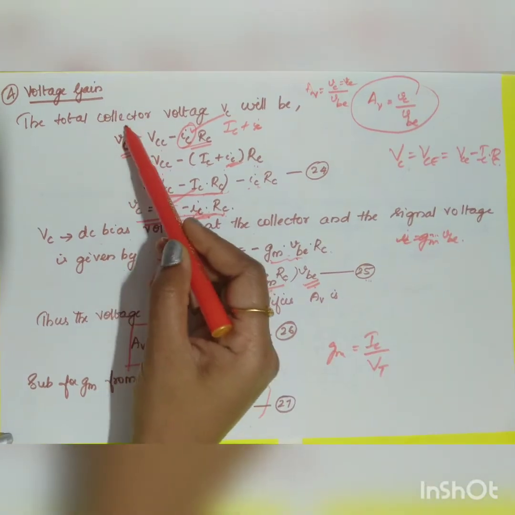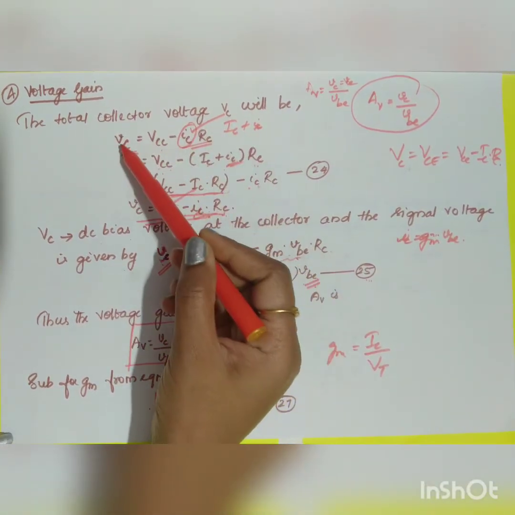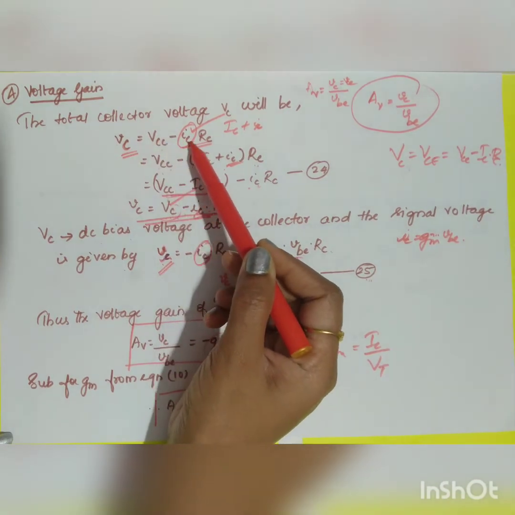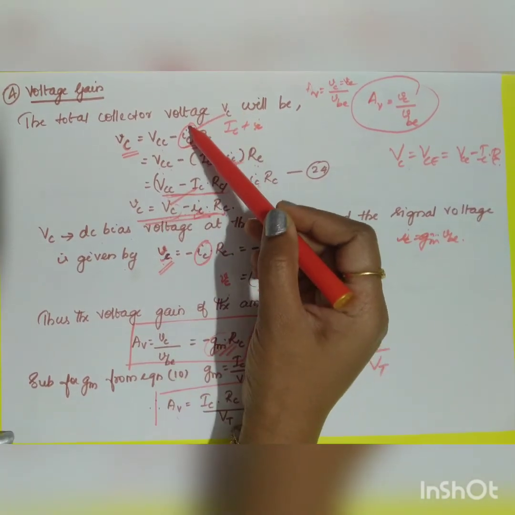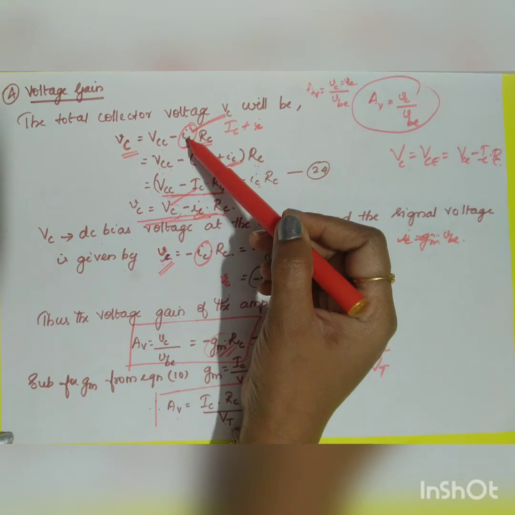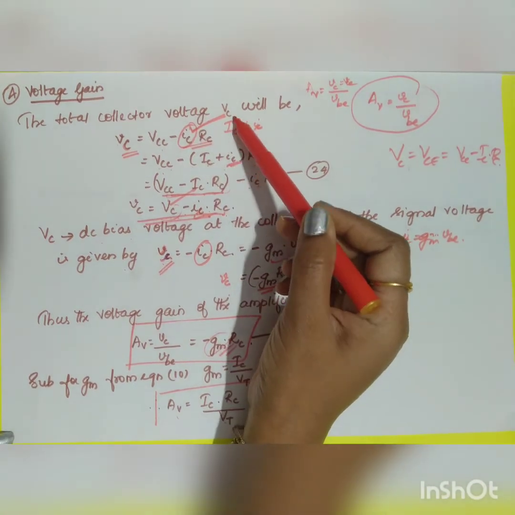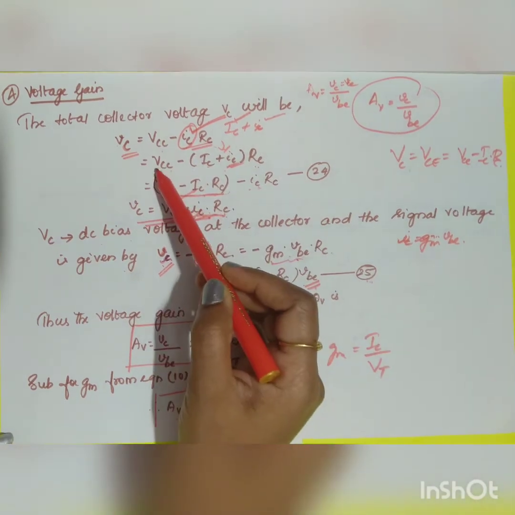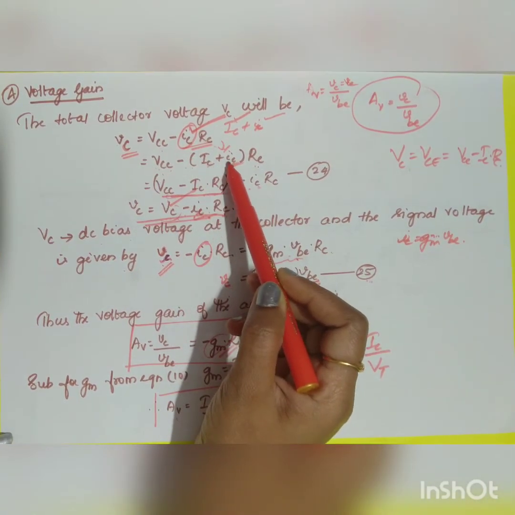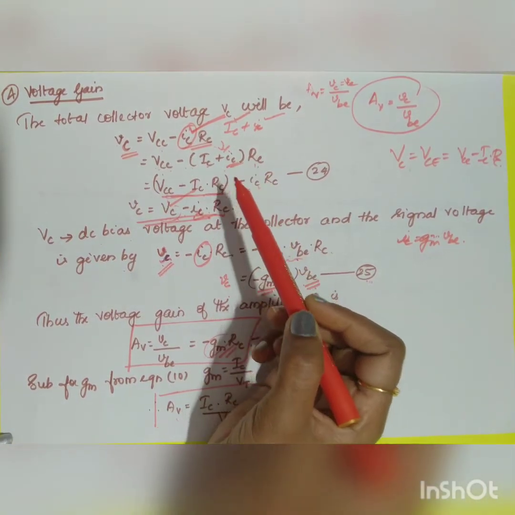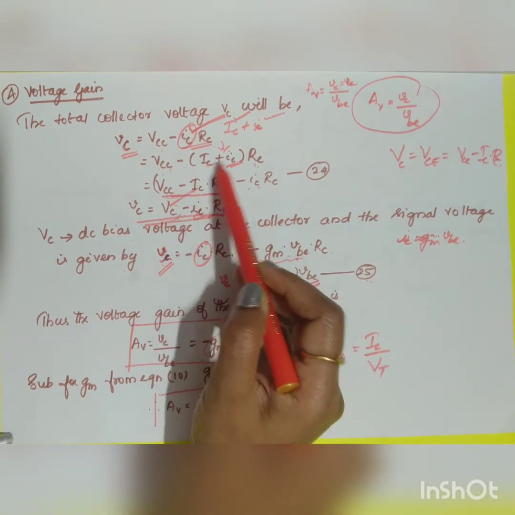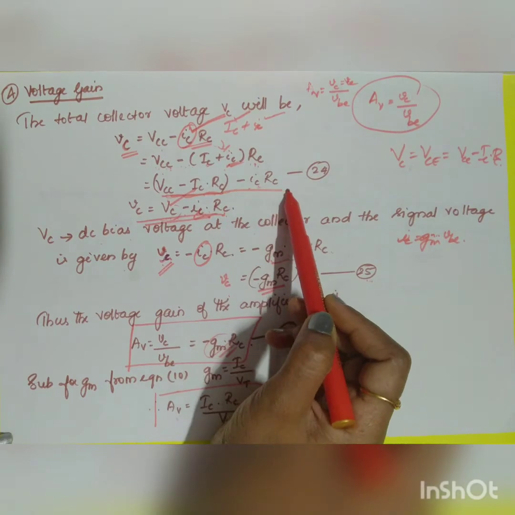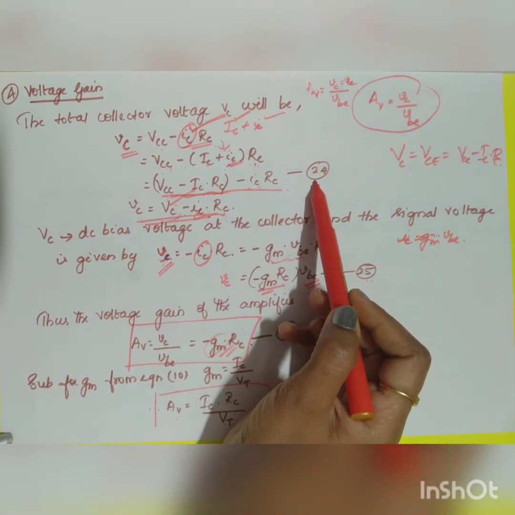So the total collector voltage, small v, capital C, will be equal to VCC minus ICRC. So what is your IC in this case? Total collector current, which is a combination of both your DC as well as AC. That is what is written here. So VCC minus (IC plus small ic) into RC. Now VCC minus ICRC minus small icRC, you have expanded. Let me take this as equation 24.